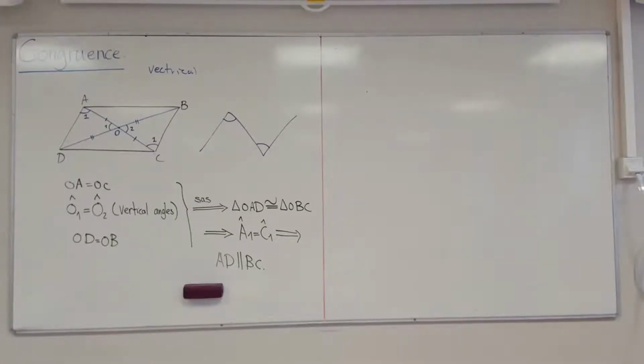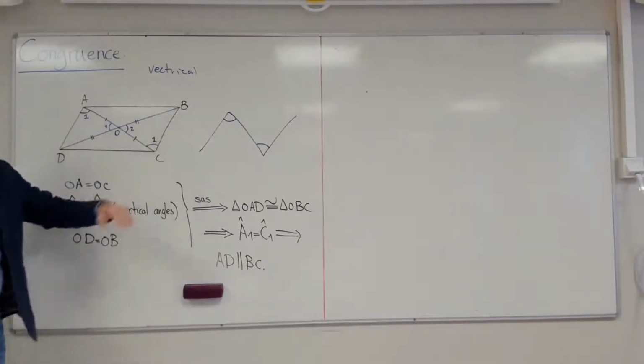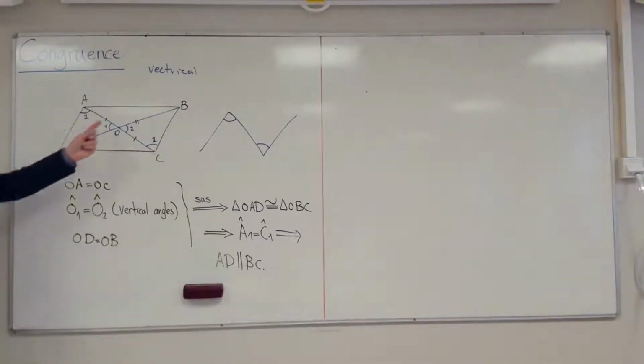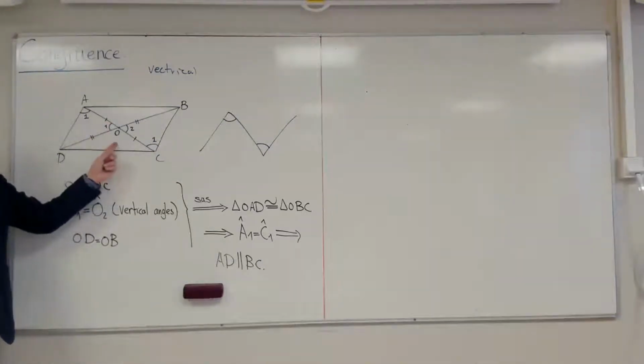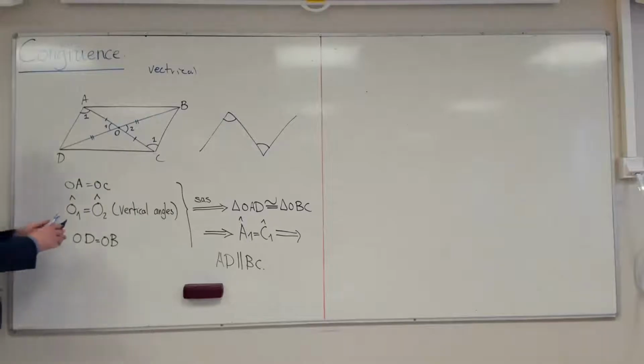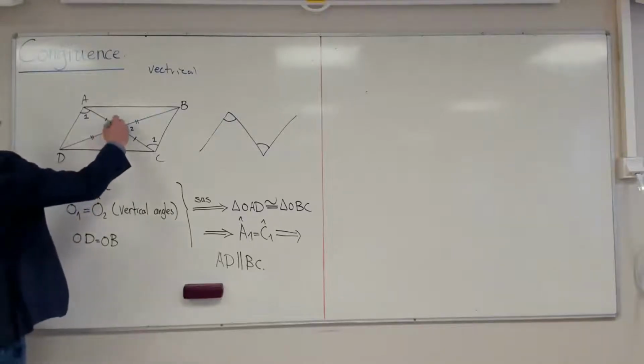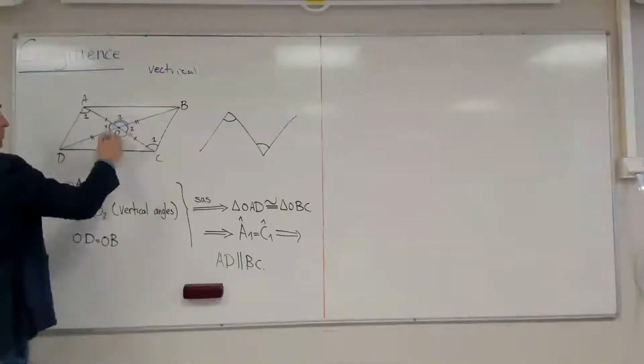But that doesn't necessarily prove that it's a parallelogram. No, not yet. We just know that these two are parallel. But we can do the same thing with these two triangles. So what we have to do, we can write, this is, for example, O3. And this, let me put it double. And then this is O4.